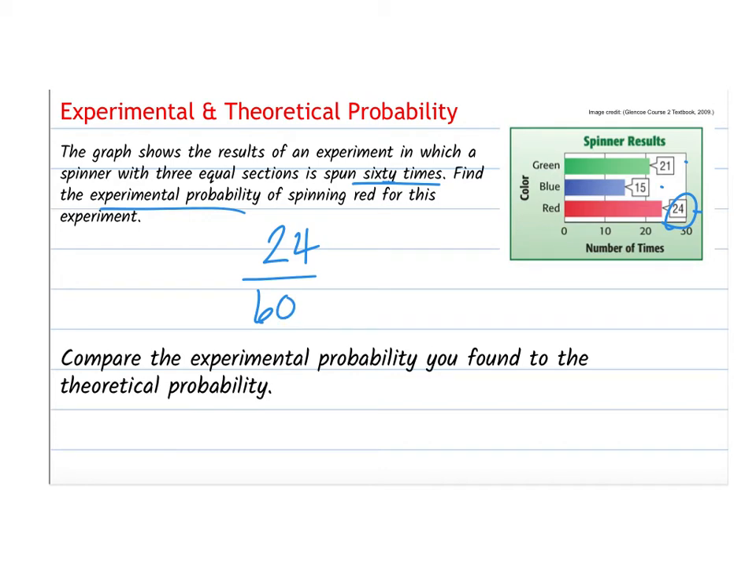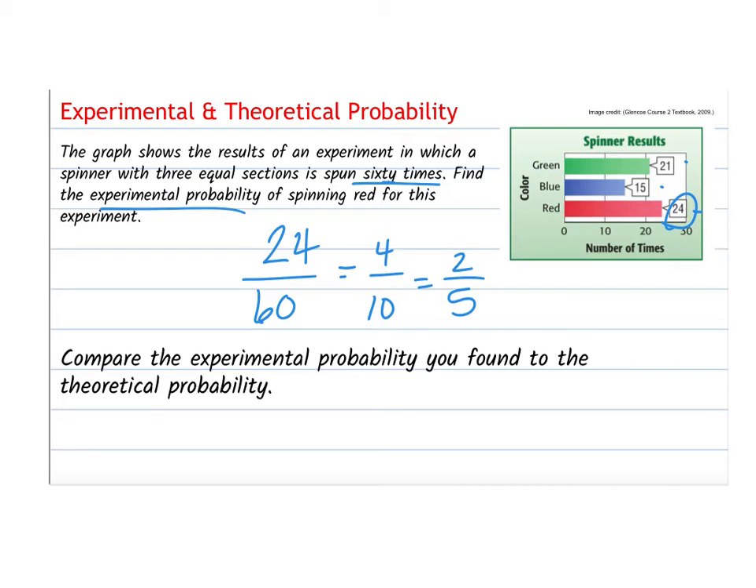I can divide those both by 6. 24 divided by 6 is 4. 60 divided by 6 is 10. And then I can divide each of those by 2, which equals 2/5. So the experimental probability of landing on the red was 2/5.